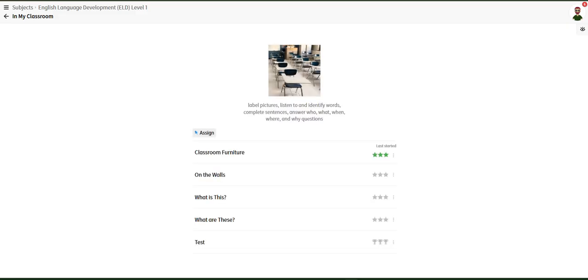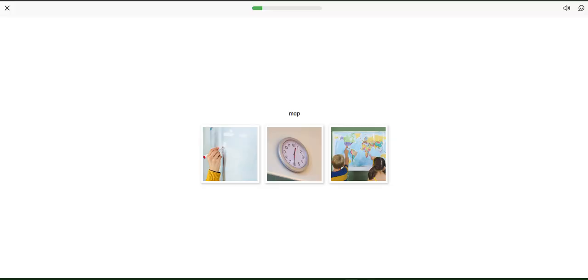Good job, everyone. Let's go on to our next vocab one. Wall, whiteboard, map, bookshelf, poster, clock, map.